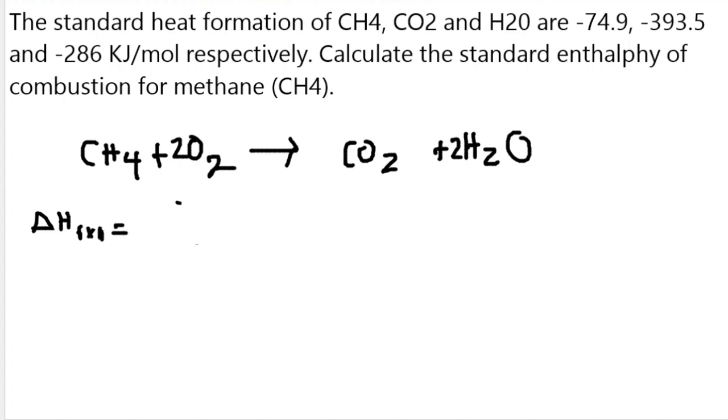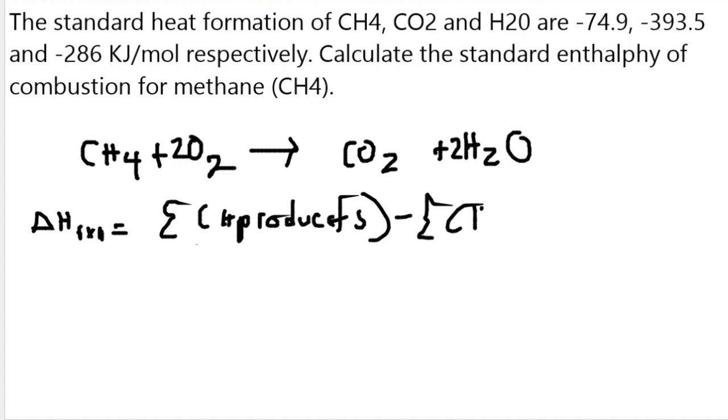So the formula we're going to use is this thing. The standard enthalpy of combustion is going to be the sum of the standard heats of formation of the products minus the sum of the standard heats of formation of the reactants. Okay, so this is the products and this is the reactants, for R and P. So we can just plug in these things.